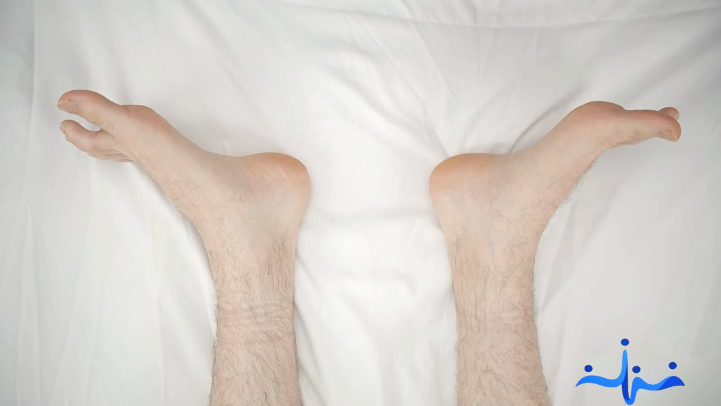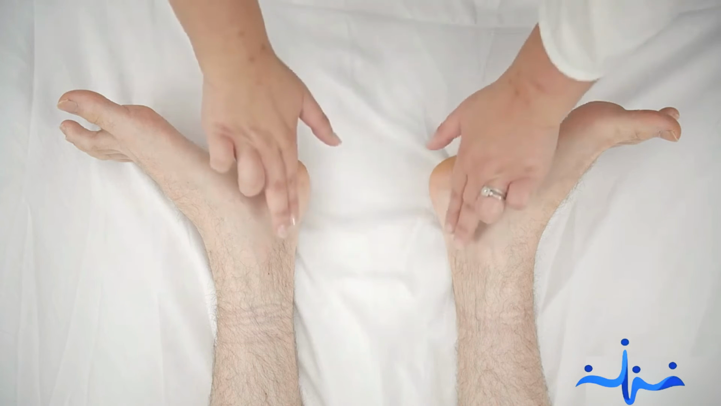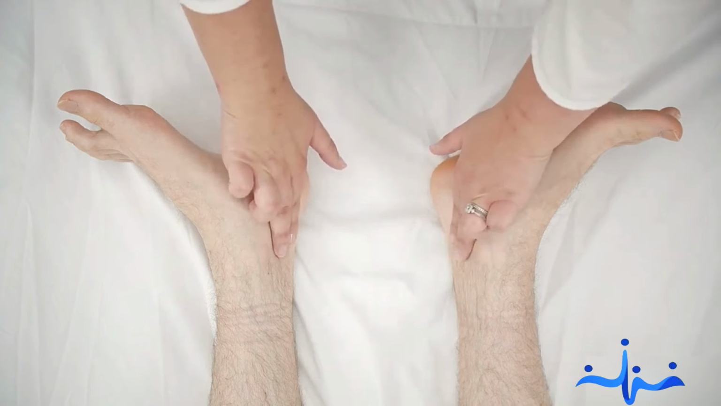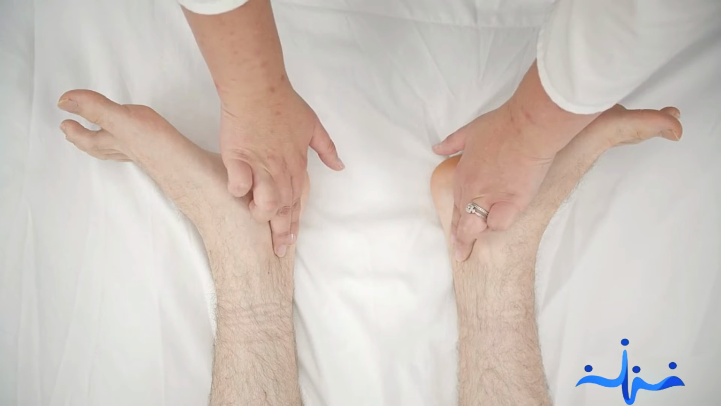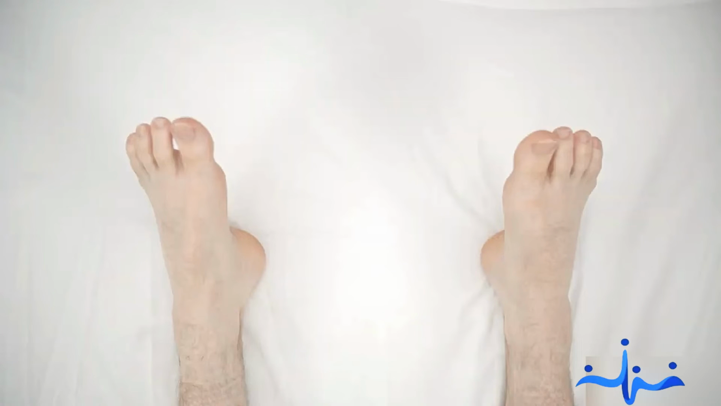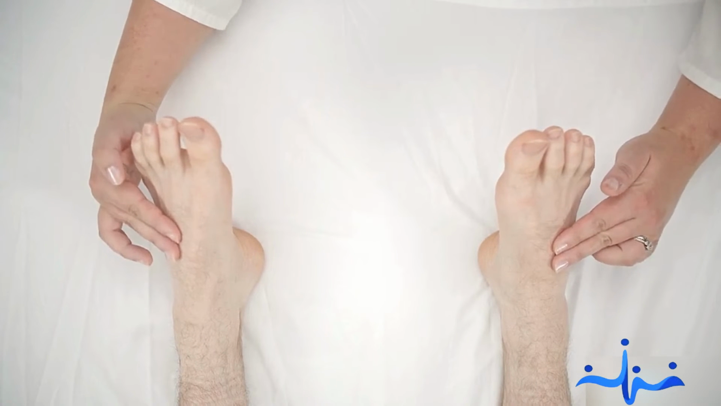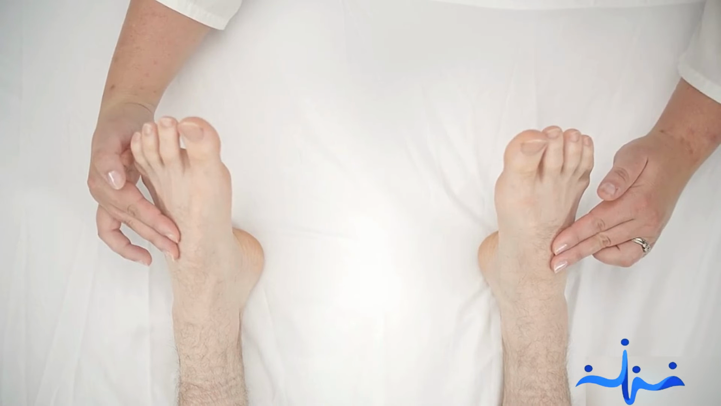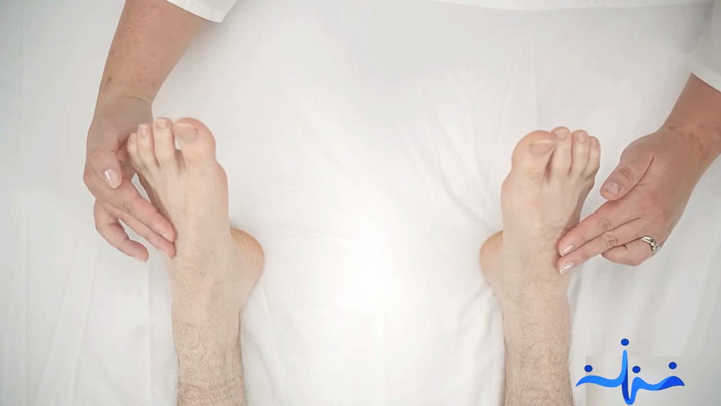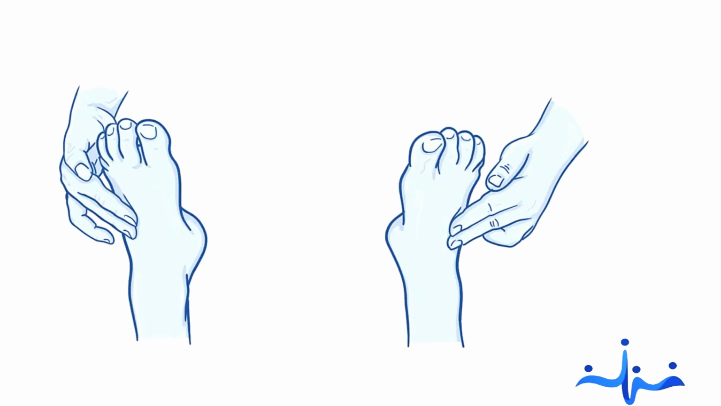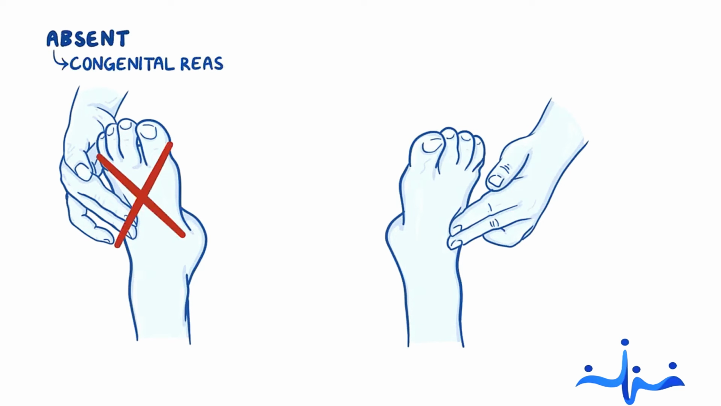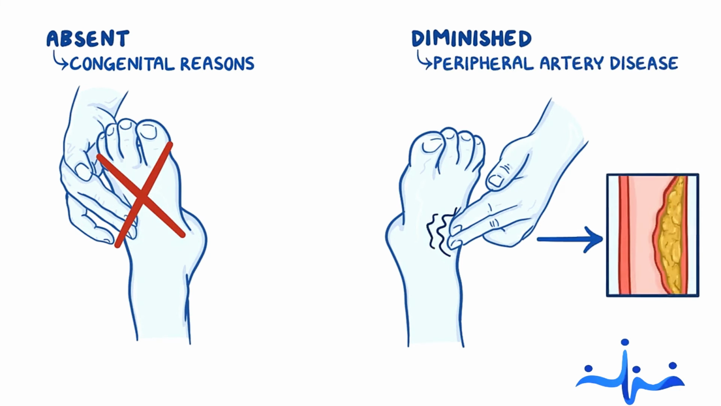Next, let's take Fred's posterior tibial pulse to assess blood flow to each foot. Tell Fred to relax and slightly extend his foot. Place your fingers behind and below his ankle bone, and compare both sides. And now, let's take Fred's dorsalis pedis pulse to assess blood flow to each foot again. Now again, tell Fred to relax his foot. Run your fingers in the groove between the extensor tendons of Fred's great toe and his first toe until you feel the pulse. Again, compare both sides. Fred's dorsalis pedis pulse may be absent for congenital reasons. A diminished dorsalis pedis pulse may indicate peripheral artery disease.